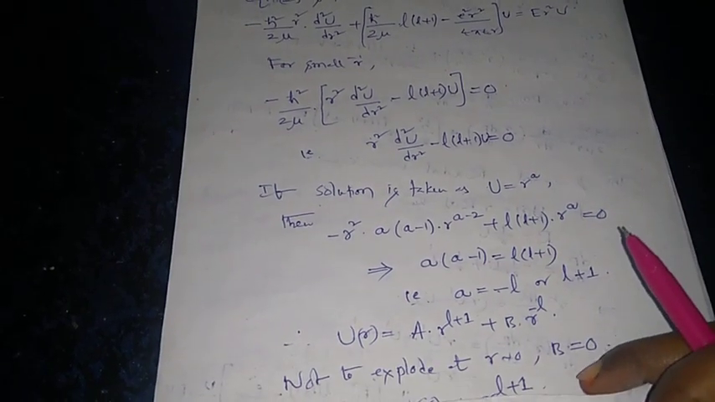That means the general solution for u could be a linear combination of r power l plus 1 and r power minus l. And if you do not want to have the explosion of u at small r, we can put this factor b equal to 0. That means u should be something like r power l plus 1 for small r.